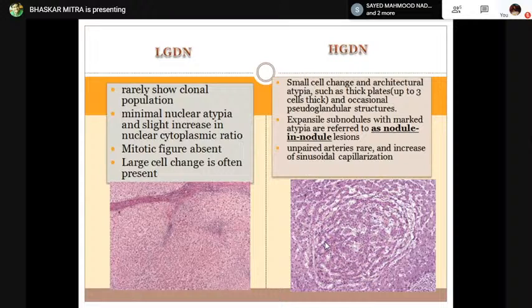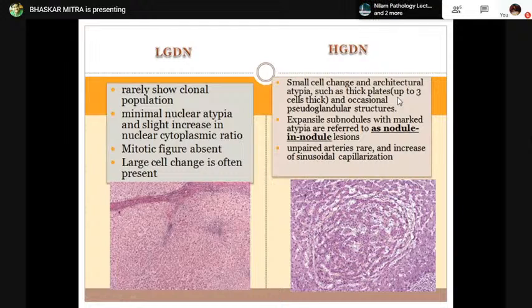Low grade, as the name suggests, shows minimal nuclear atypia and small cell changes, with more nucleocytoplasmic ratio, but the mitotic figures are fewer. Large cells may be seen, most commonly a few scattered large cells, but low-grade dysplastic nodules usually show the small cell changes. As it is a high-grade dysplastic nodule, the small cell changes are more prominent.